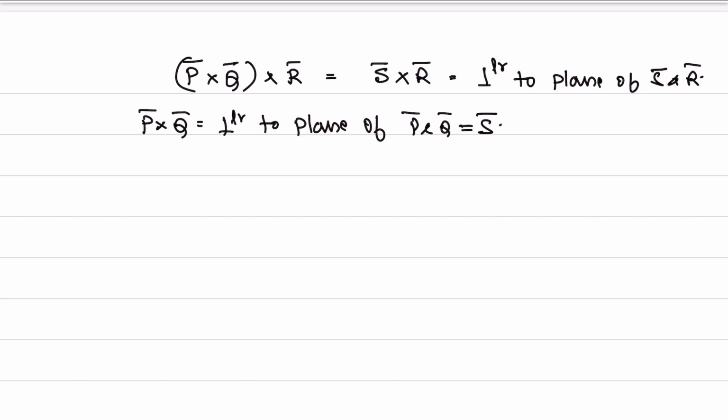S is perpendicular to the plane of P and Q. And this result of S into R, S cross R, is perpendicular to the plane of S and R. That means S cross R is parallel to P and Q from these two. Two perpendiculars will give a parallel. That means S cross R lies on the plane of P and Q.